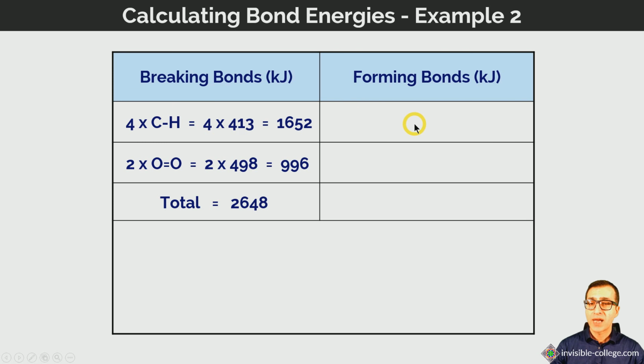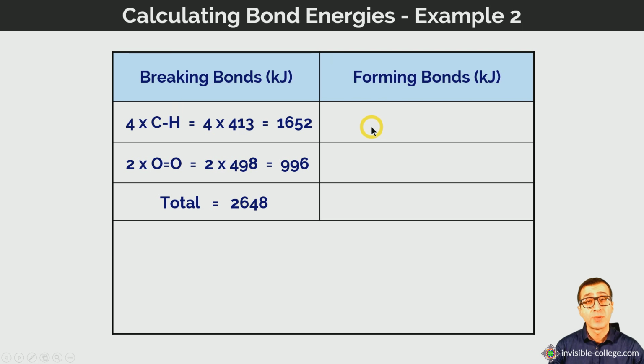Now let's take a look at what happens when we form the bonds in our products. Again, we have 1 mole of carbon dioxide molecules, but each mole of carbon dioxide molecules contains 2 moles of carbon to oxygen double bonds.